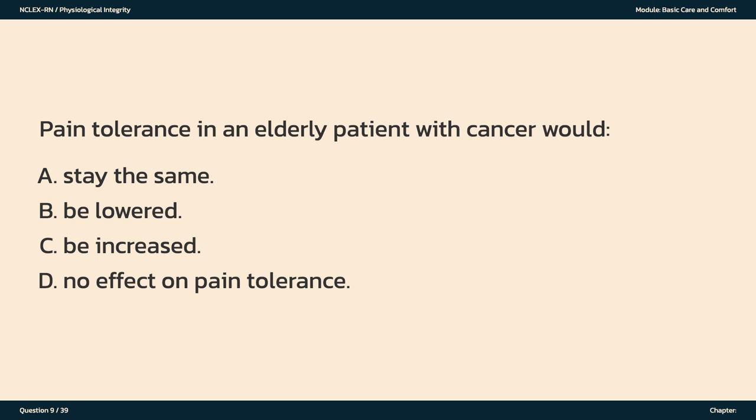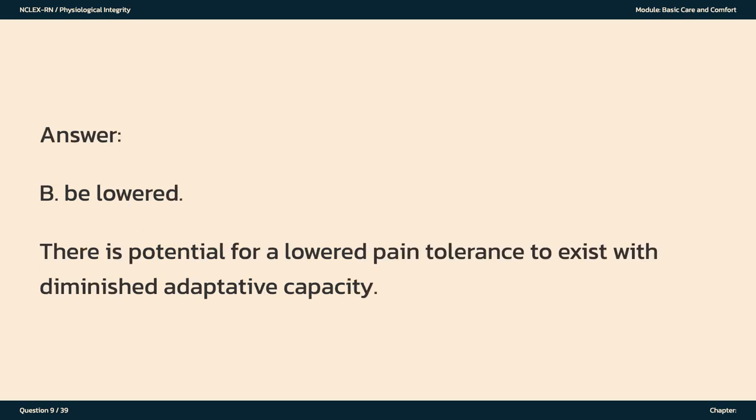Pain tolerance in an elderly patient with cancer would: A. Stay the same. B. Be lowered. C. Be increased. D. No effect on pain tolerance. The answer is B. Be lowered. There is potential for a lowered pain tolerance to exist with diminished adaptive capacity.